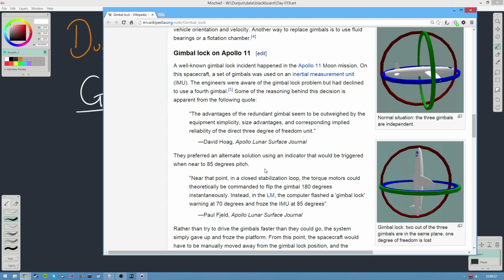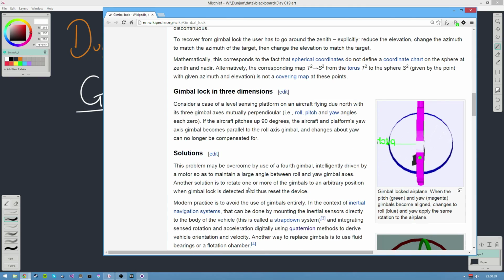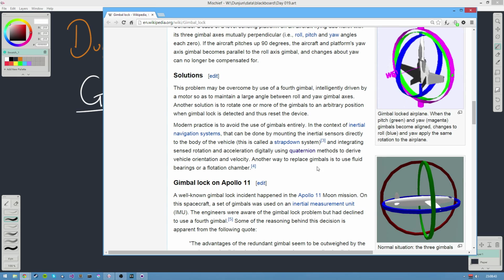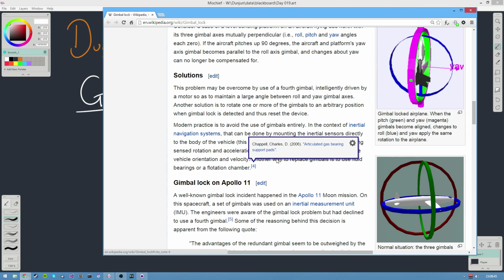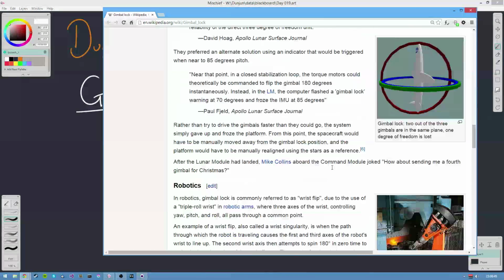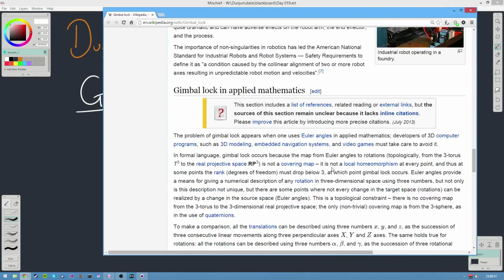Some games actually implement this when they do first-person cameras. They use Euler angles and then limit the pitch to about 85 degrees and say we're not going any higher than that, and this prevents gimbal lock. But it's a pretty interesting thing, and it's one of the reasons, as it says here, for using Quaternions. It's a good way of doing it, and this is the main reason why we use them.